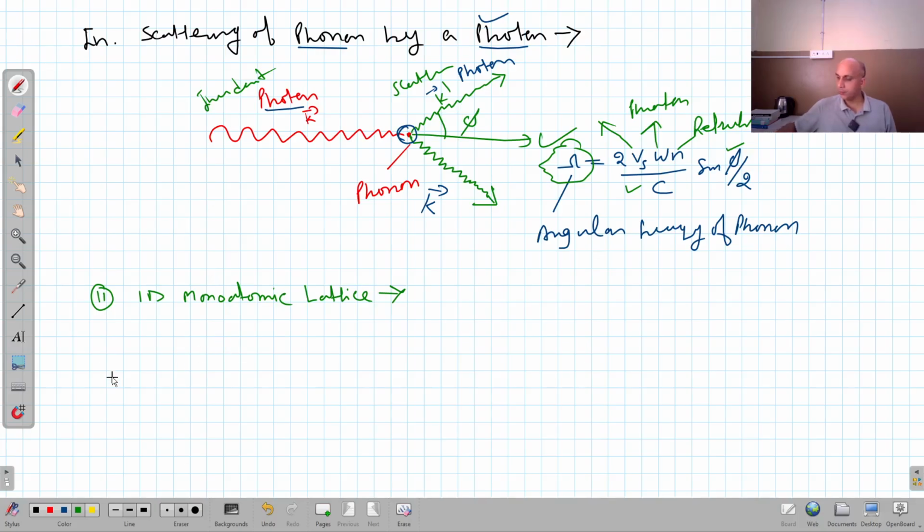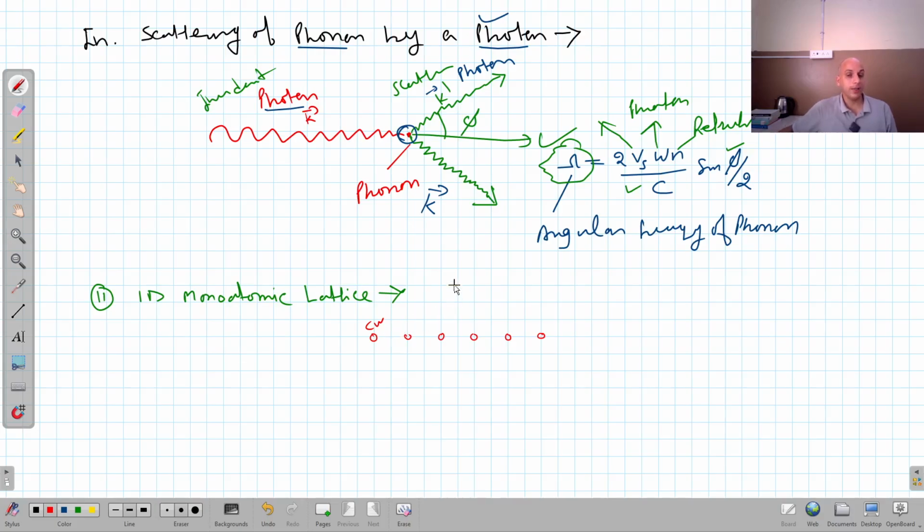So here, one-dimensional monoatomic lattice means we are considering only the one-dimensional case, right? And monoatomic means the atoms in the crystal lattice are all the same. Mono means the basis is of a single atom, right? We can say like copper, or it can be anything else.